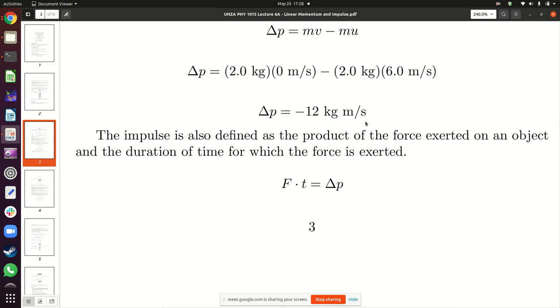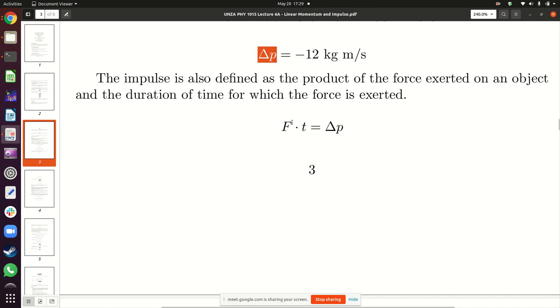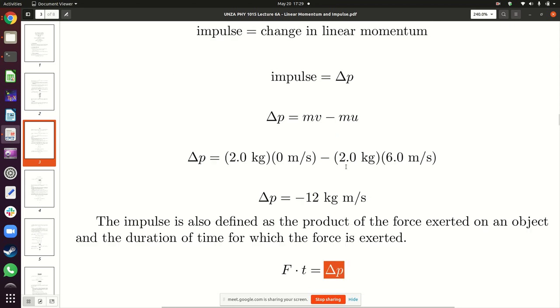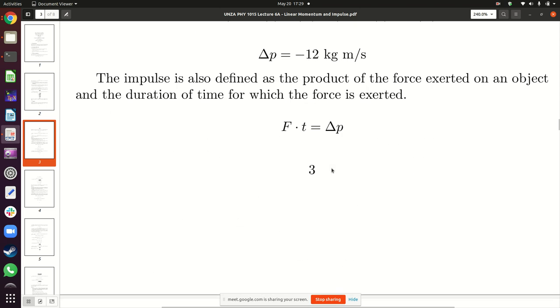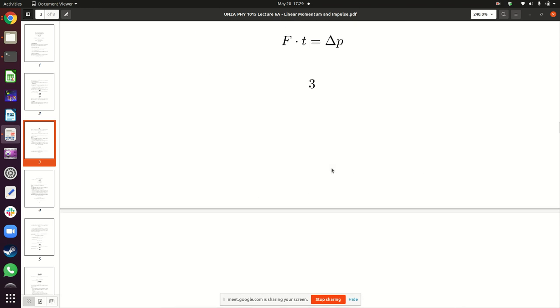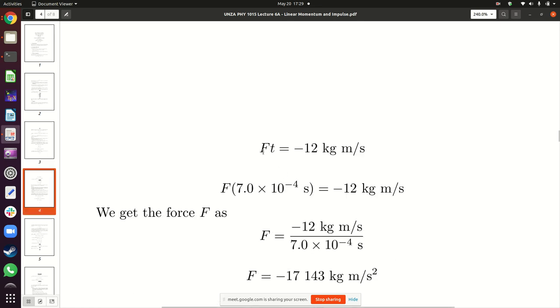Now we know that this change in linear momentum of negative 12 kg meters per second is also equal to whatever the resultant force is multiplied by the time this resultant force is present for. So the resultant force F multiplied by the time or the duration for which the resultant force is acting gives us the change in linear momentum. We have been told that this acceleration happens for this amount of time, 7 × 10⁻⁴ seconds. So we know how much time this whole thing happens. So we can substitute the time there. When we do that, we end up having Ft equals minus 12 kg meters per second.